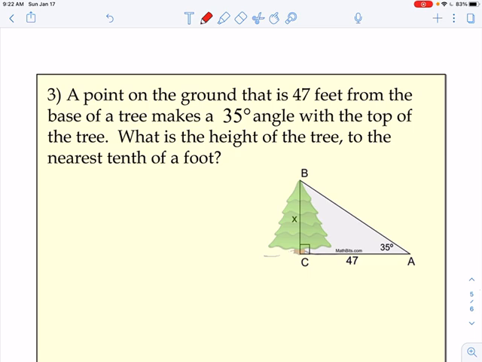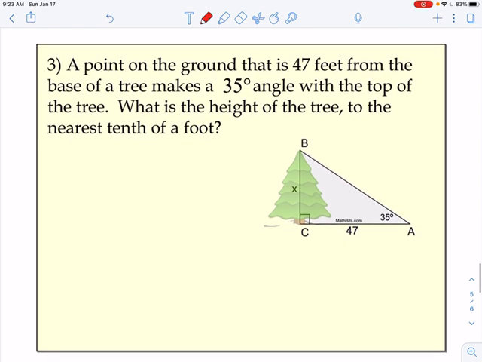Again, now these are going to be word problems, but they're going to be done the same exact way that the previous problems were. So a point on the ground that is 47 feet from the base of the tree makes an angle of 35 degrees with the top of the tree. What is the height of the tree to the nearest tenth of a foot? So when I look at my picture, everything's labeled for me. Okay, so again, we're talking about in relation to that 35 degrees. That's going to be my side directly opposite, and 47 is going to be my side that's adjacent.